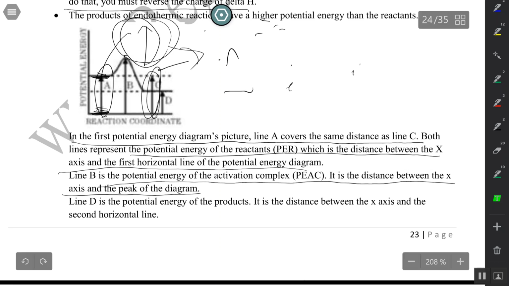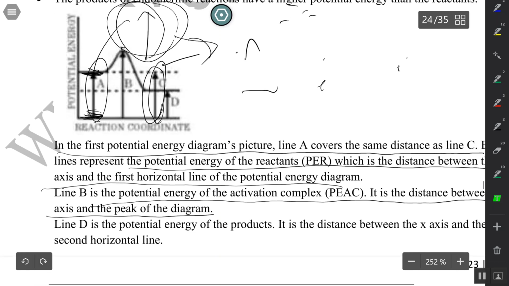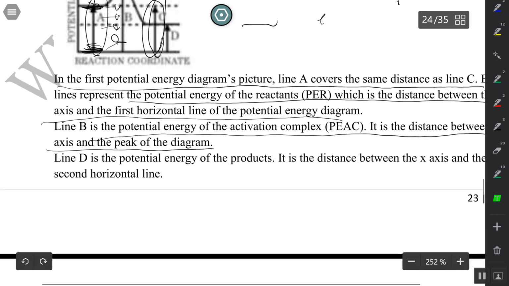I like to call this the peak, but I spell it with a C because it reminds me that it's the potential energy of the activation complex.